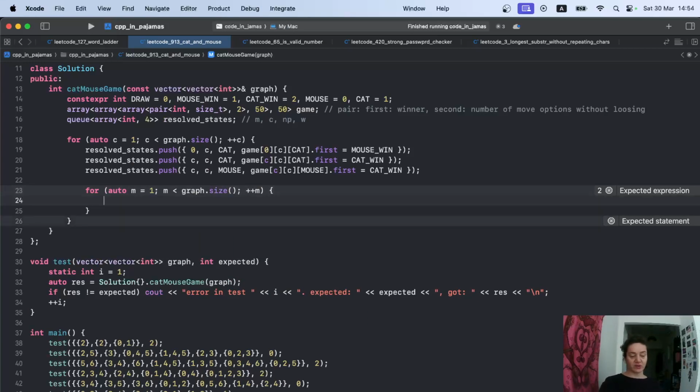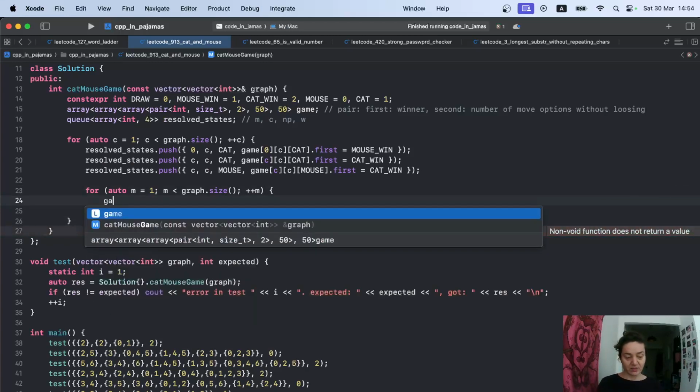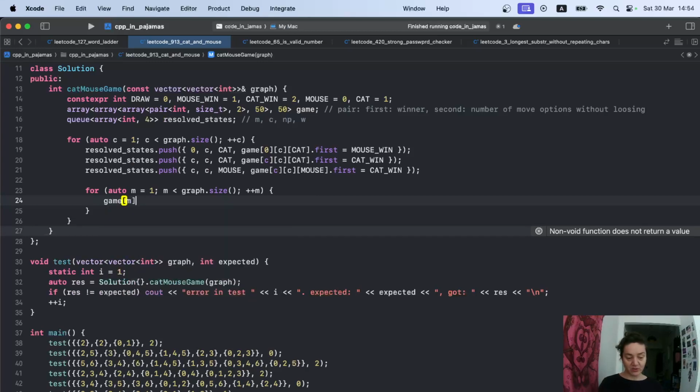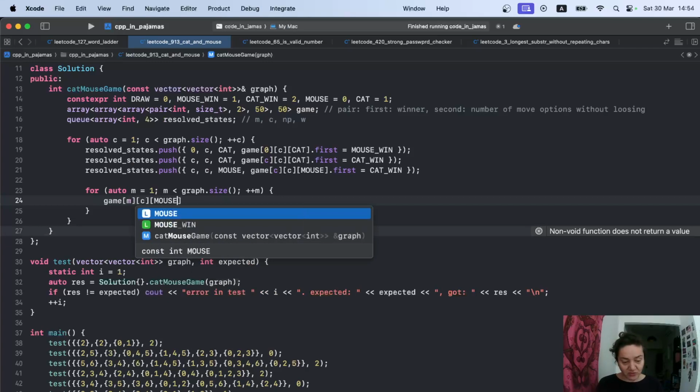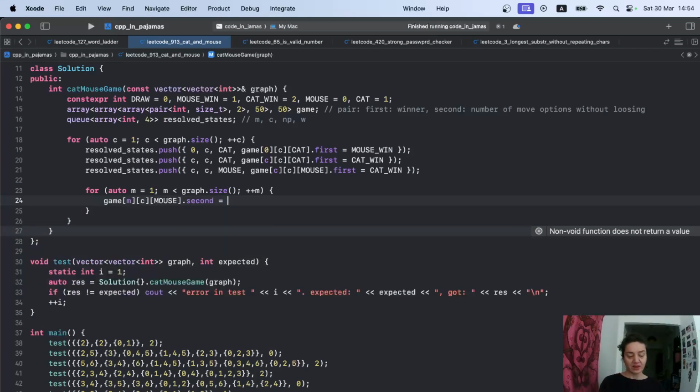Okay, how many move options do they have? Well, depending on where they are, it's the number of adjacencies to that location. So, game at index, where is the mouse? Where is the cat? Mouse counter of move options. Counter of move options is the number of adjacencies to arrays.